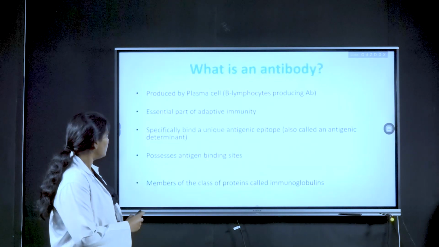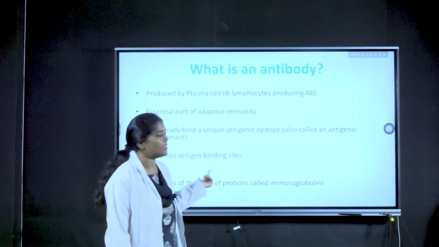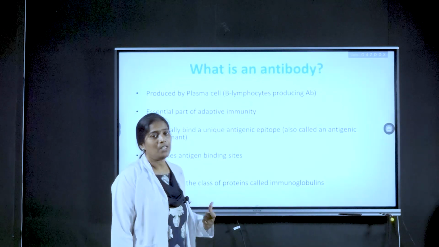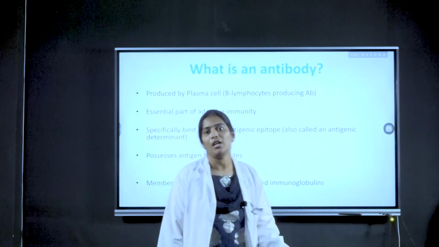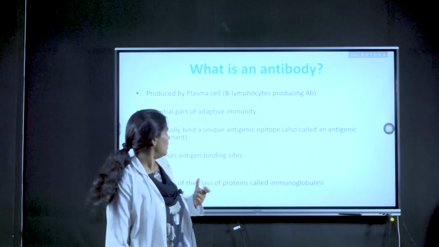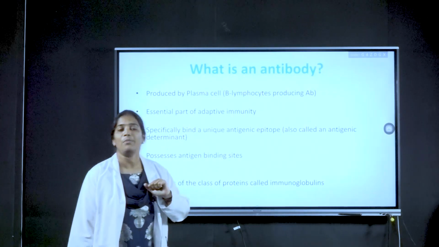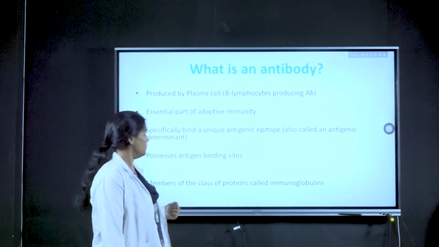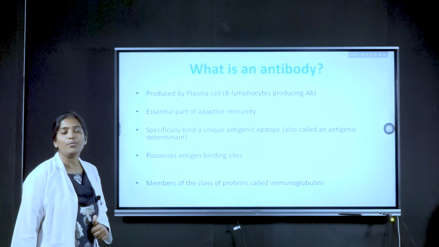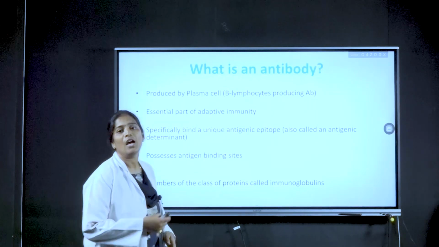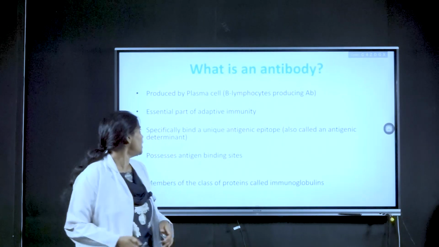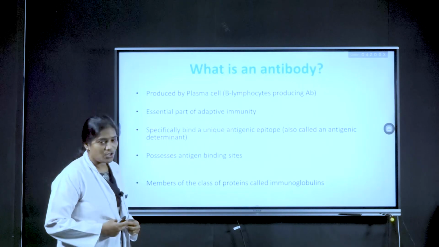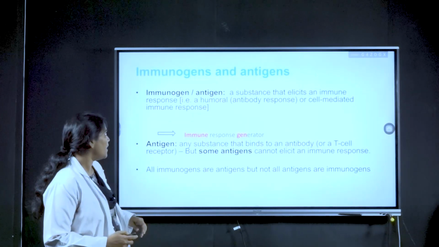So now we will see what is antibody. Antibody is that particular molecule that is produced against any particular incoming antigen. That means it is produced to combat that particular antigen, to neutralize that antigen. It is usually produced by plasma cells. Plasma cells are nothing but matured B cells. They have the ability to produce antibodies. And these antibodies are an essential part of the adaptive immune system. They specifically bind to a unique antigen epitope, and they also possess antigen binding sites.